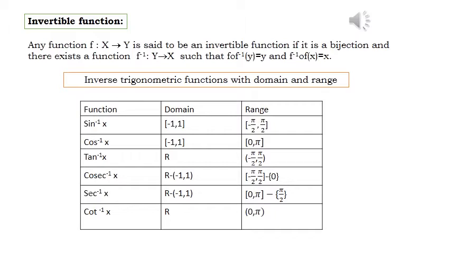except the element 0. For secant inverse x, the domain is R minus the open interval minus 1 to 1, and the range is the closed interval 0 to pi except pi by 2. And for cot inverse x, the domain is the set of all real numbers and the range is the open interval 0 comma pi.